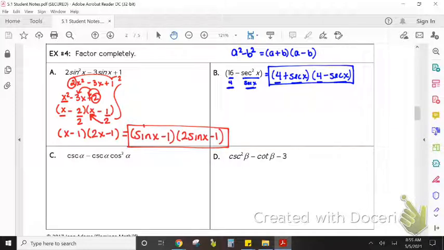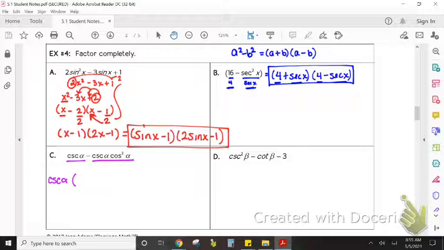So C. Remember, first thing is greatest common factor, so let's check. We have a cosecant of alpha. Alpha, again, is like beta, theta, x, y, z. It's just a variable, okay? So we got cosecant of alpha, and then we got cosecant of alpha, cosine squared of alpha. Well, I notice both of those have a cosecant of alpha in it. So we're going to greatest common factor that. We're going to take that out. So we got cosecant of alpha times.